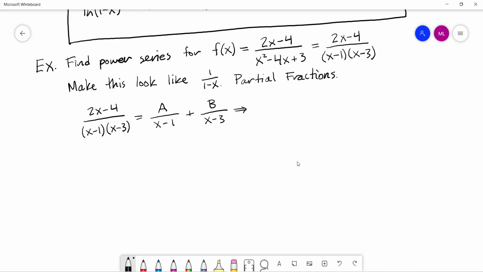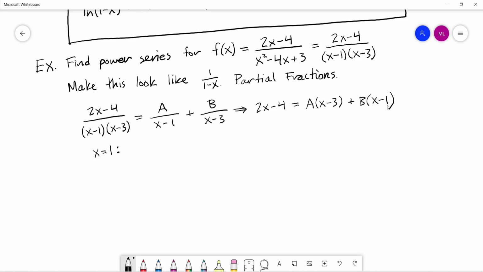So if we were to go find a common denominator, I'd need to multiply this one by x minus 3 over x minus 3, this one times x minus 1 over x minus 1, and then we'd look at the numerators. The numerators on the left would still be 2x minus 4, and on the right I'd have a times x minus 3 plus b times x minus 1. We need to solve for a and b. The easiest way to do that is plug in some values. So let's plug in x equals 1.